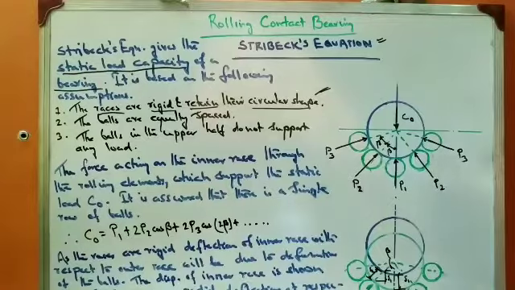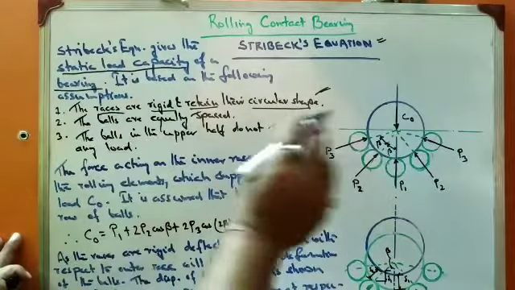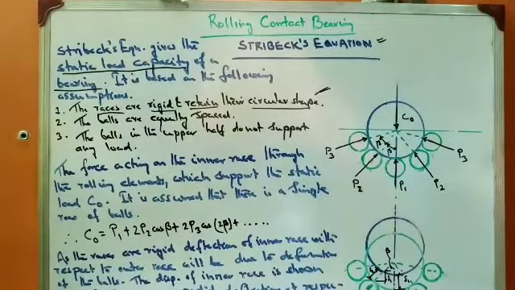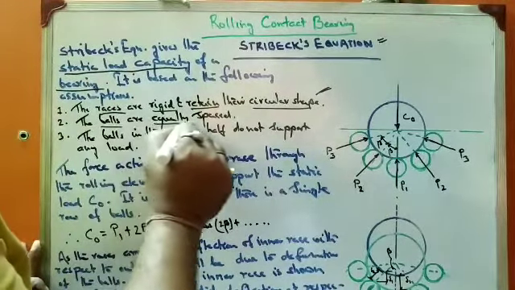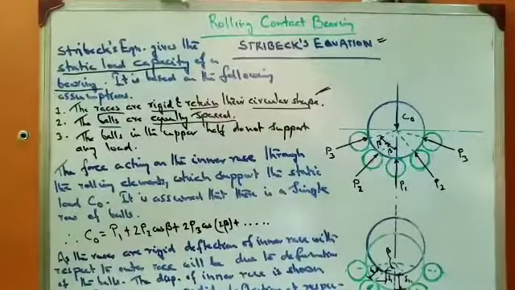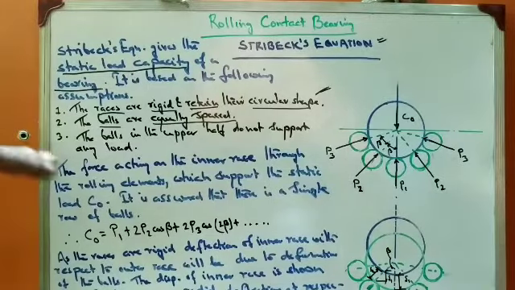The balls are equally spaced. The balls of the ball bearing are equally spaced, so they are spaced at equal distances. The balls in the upper half do not support any load, that is, the upper half of the balls do not carry any load.